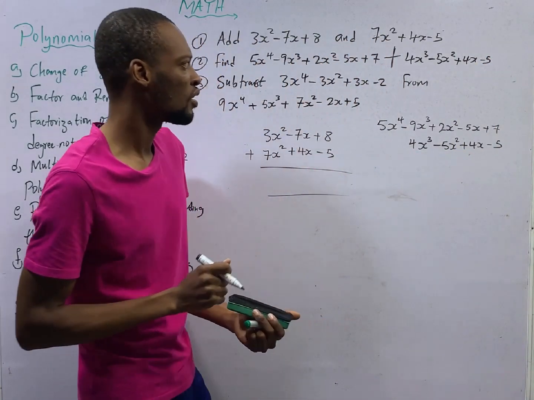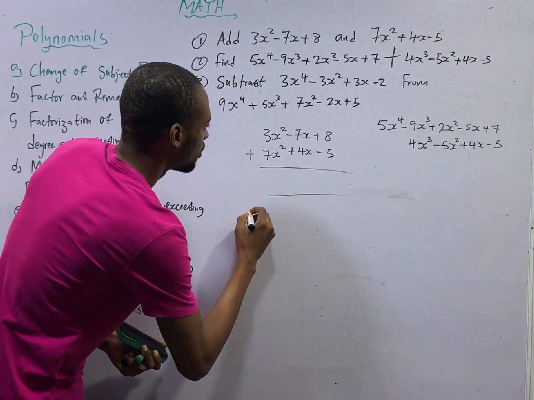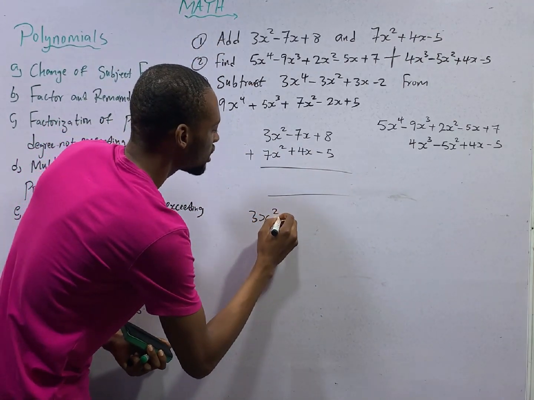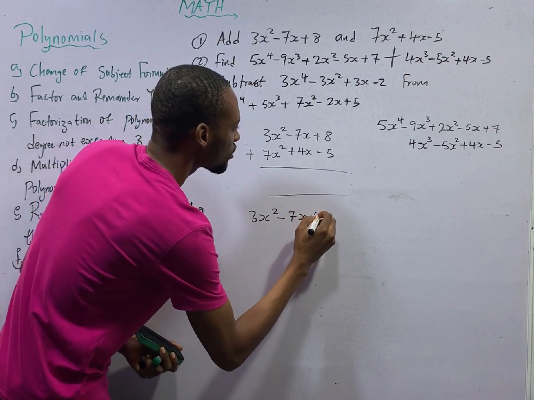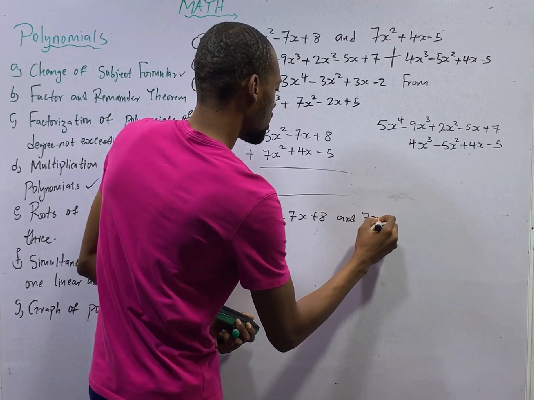Now look at something. What if you have a question like this? Add 3s squared minus 7s plus 8. Add this and 7s squared minus 5.